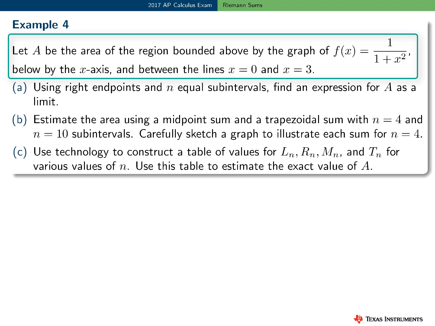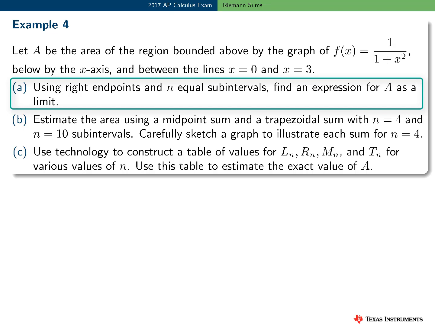So let me leave you with this example. Let A be the area of a region bounded by the graph of f of x equals 1 divided by 1 plus x squared, below by the x-axis, and between the lines x equals 0 and x equals 3. Using right endpoints and n equal subintervals, therefore a right Riemann sum and a regular partition, find an expression for A as a limit. That means find the limit expression. Don't evaluate the limit, but find an expression for the area expressed as a limit.